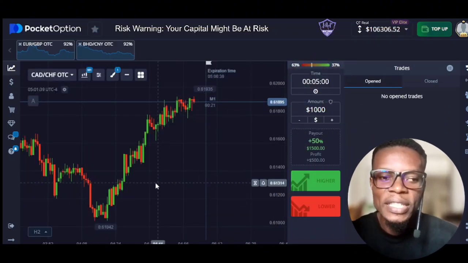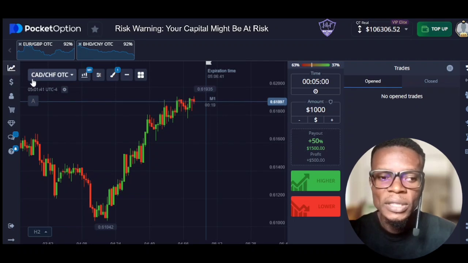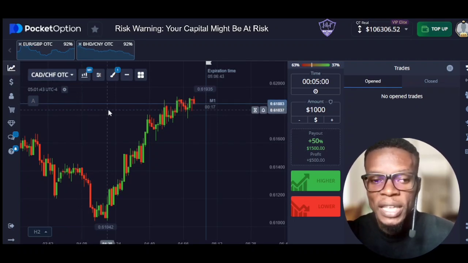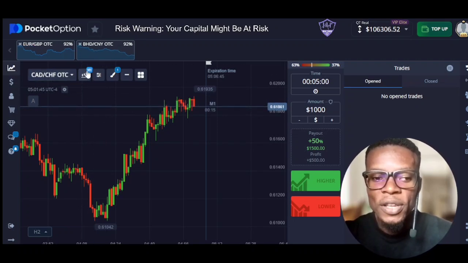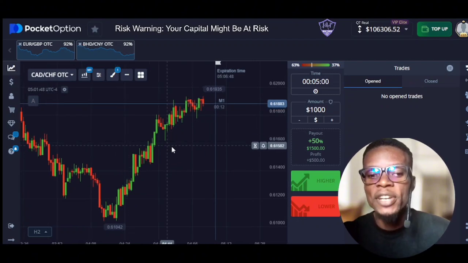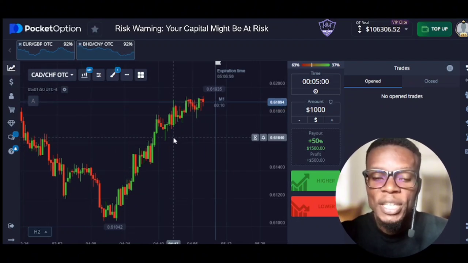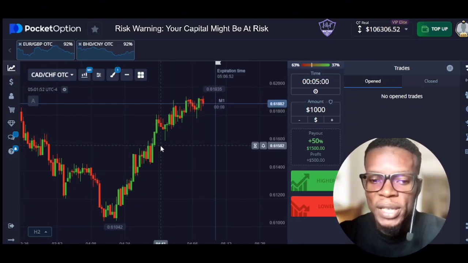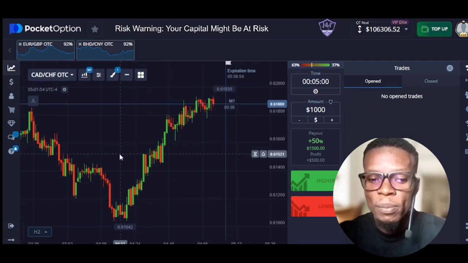So as you can see, this is CAD CHF OTC, and this is the 1 minute time frame, which means that every candle you see on this chart is a representative of 1 minute. So every candle you see here is 1 minute.